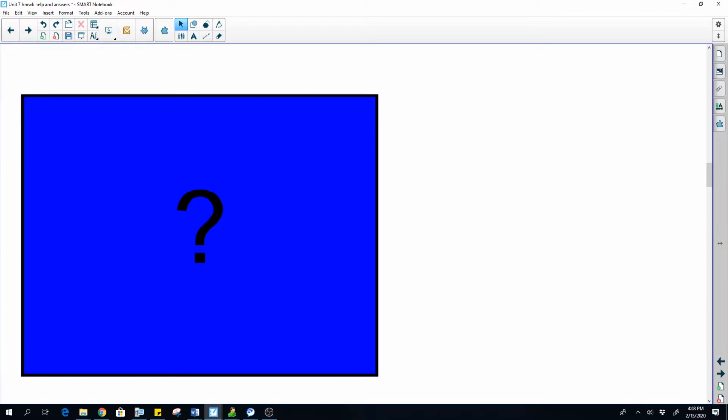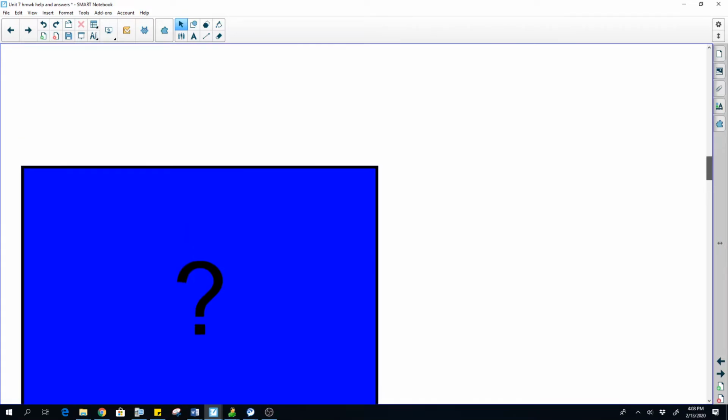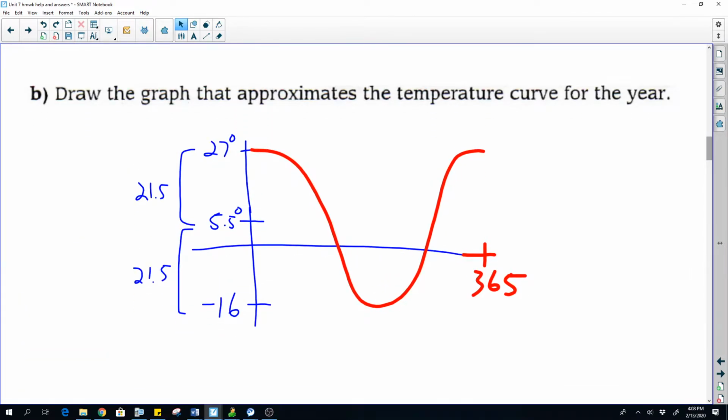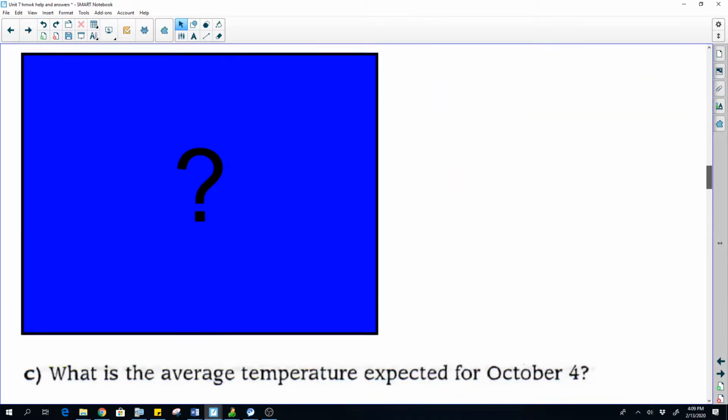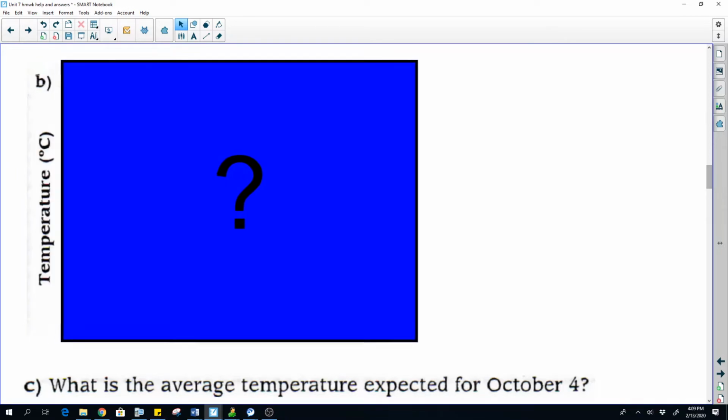Don't forget to label. What should we label it? Oh, yeah. So go and label it. So we want to label it days. So this would be time. Time always goes on the bottom. And then this would be temperature, right? So that would be temperature in what, Celsius? That's it. Cool. So days of the year. Okay, let's see how we did.